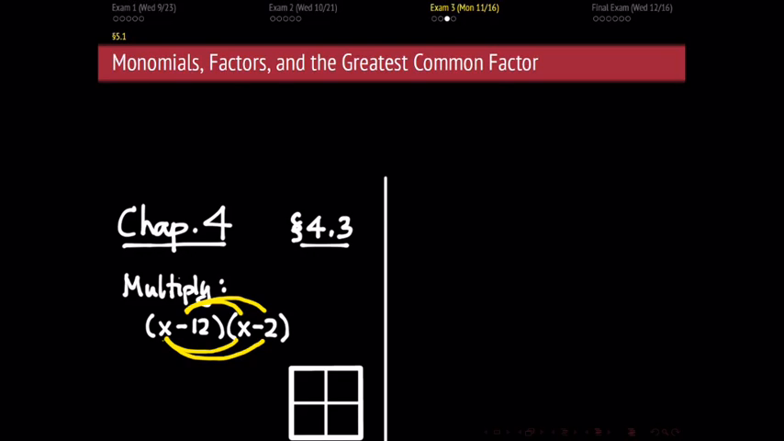Right? Where on the one hand, I have x and negative 12, and on the other hand I have x and negative 2. And when I multiply, I should get a product for each one of these four different possibilities. What is x times x? Better known as x squared. And then negative 12 times x?